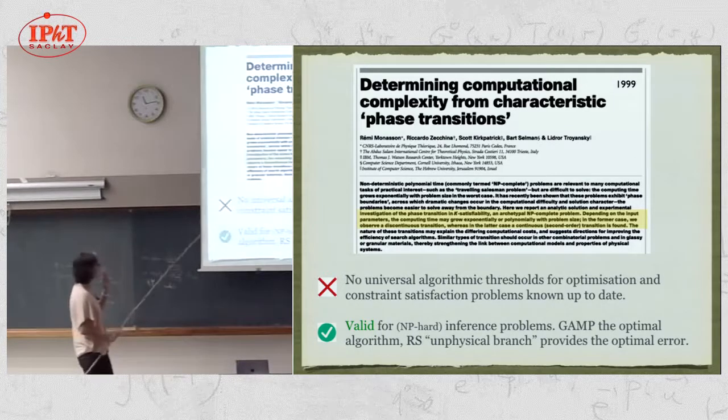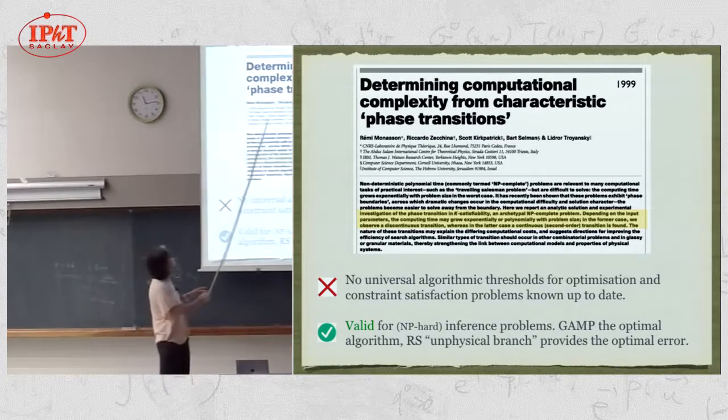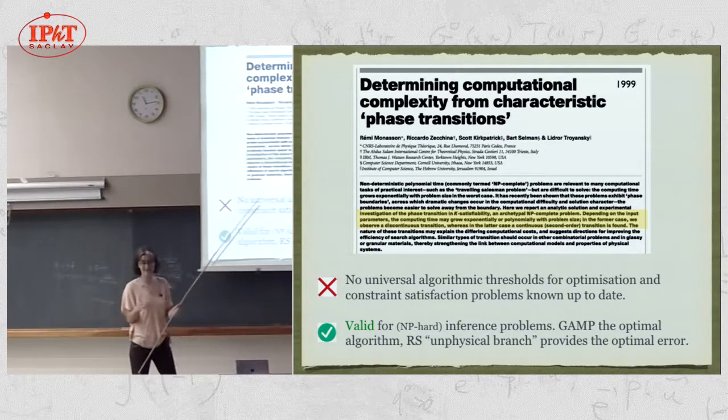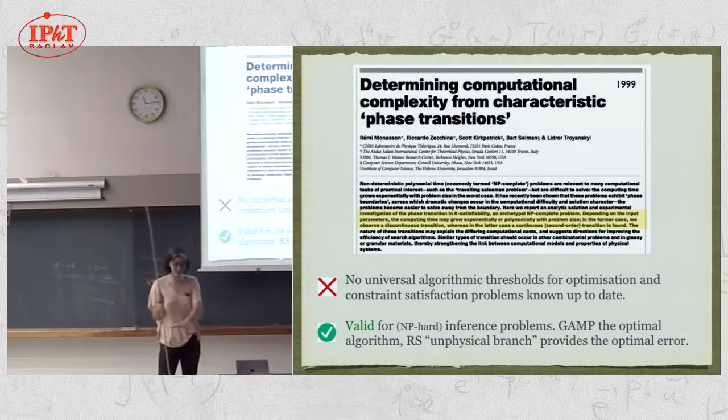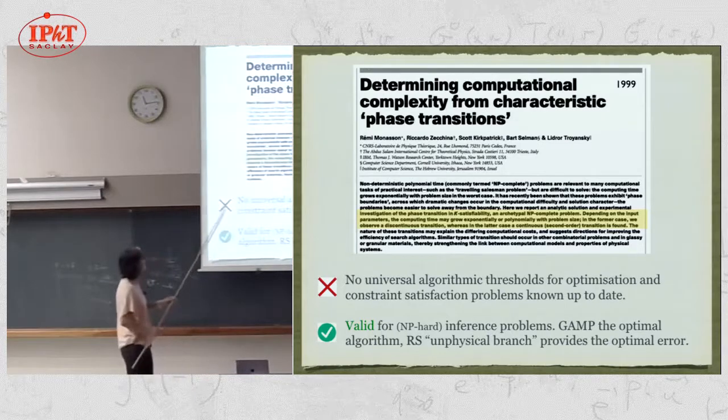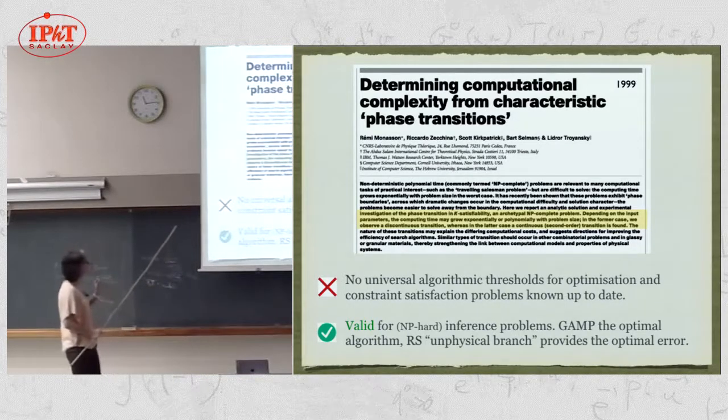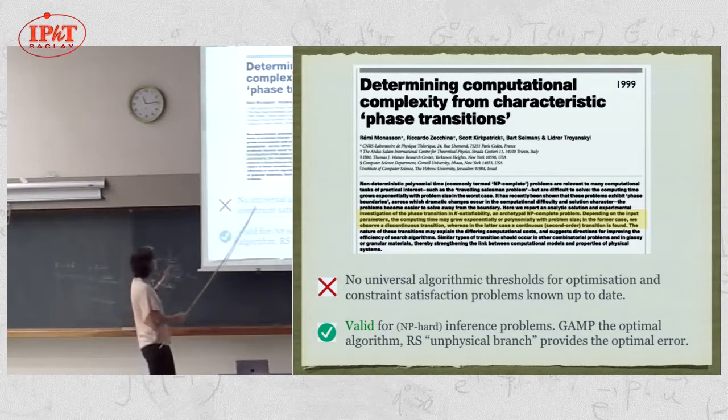But note that it's not similar in the sense that this paper was talking about constraint satisfaction problems, such as k-satisfiability, and optimization problems, where you have a landscape and you try to find the minimum. For these type of problems, we actually do not have thresholds that would be phase transitions, and where the conjecture would hold, that this is in some sense a universal threshold. Maybe some people believe so, but definitely there is no agreement.